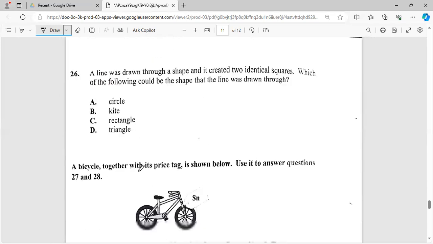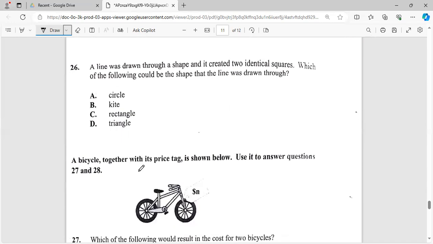A line drawn through a shape creates two identical squares. Which of the following could be the shape that the line was drawn through? I would say a rectangle. To get two squares, it couldn't be a triangle, couldn't be a circle, couldn't be a kite, right? Alright, let's look at 27.